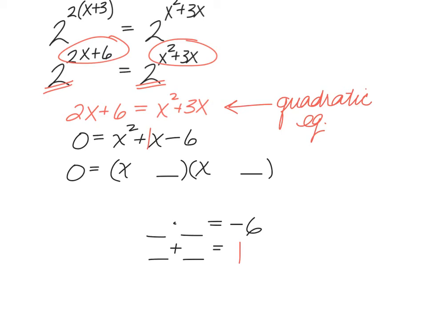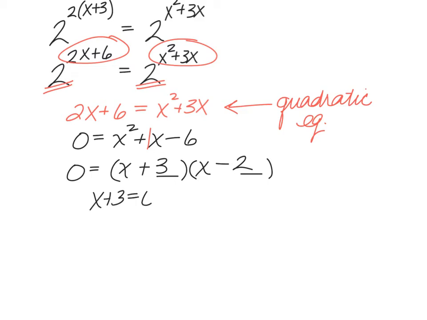So it looks like we would be able to use some combination of 3 and 2, but one of them will need to be negative. And if it is a positive 3 and a negative 2, that will multiply to give us negative 6, and that will add to give us positive 1. So we have 0 equals x plus 3 times x minus 2. So we'll set each of these factors equal to 0 and solve these two linear equations, which gives us x is equal to negative 3 and x is equal to positive 2.